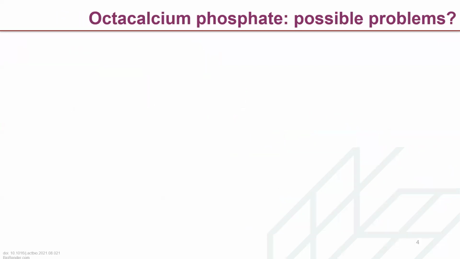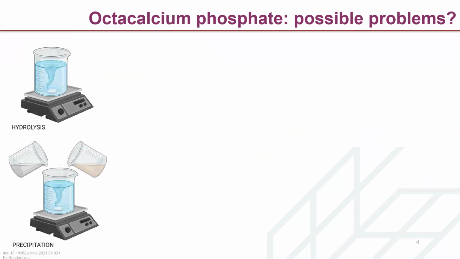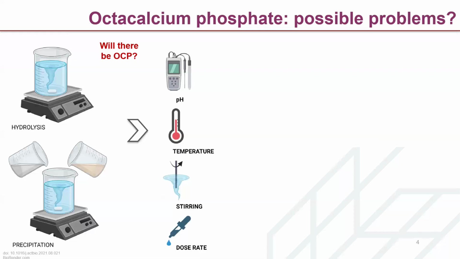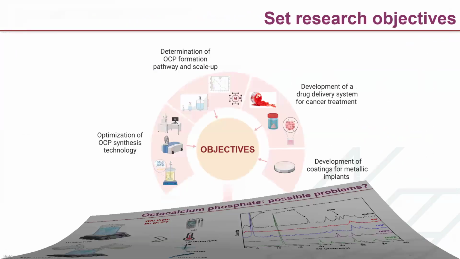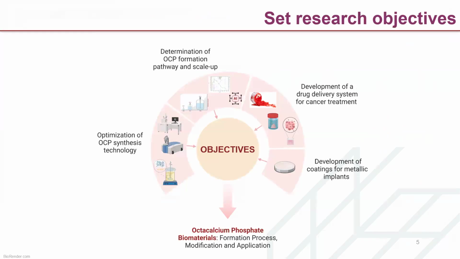There are two ways to synthesize it, hydrolysis and precipitation, and for both of these, it's crucial to consider pH, temperature, stirring, and dose rate. Not optimizing one of these parameters in a perfect manner can lead to a completely different phase being formed or a mixture of various calcium phosphates. Having all the benefits and possible pitfalls in mind, we have divided our research goals into two parts: synthesis of OCP and utilization.